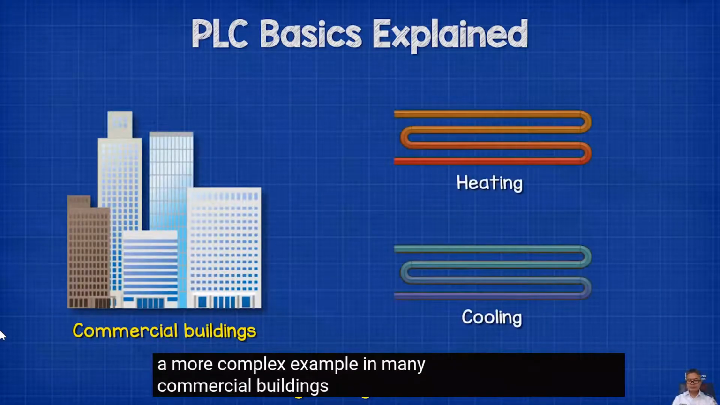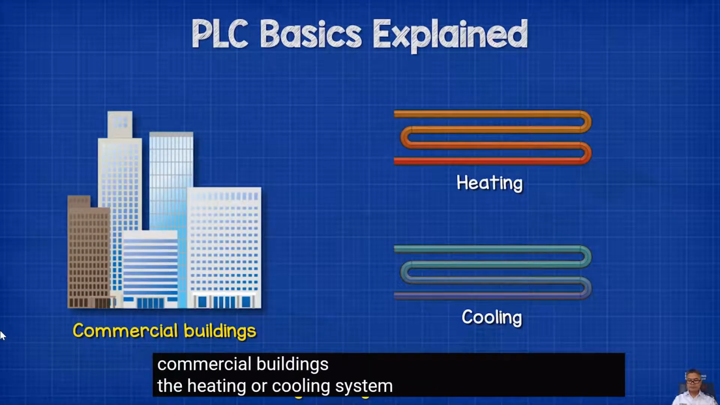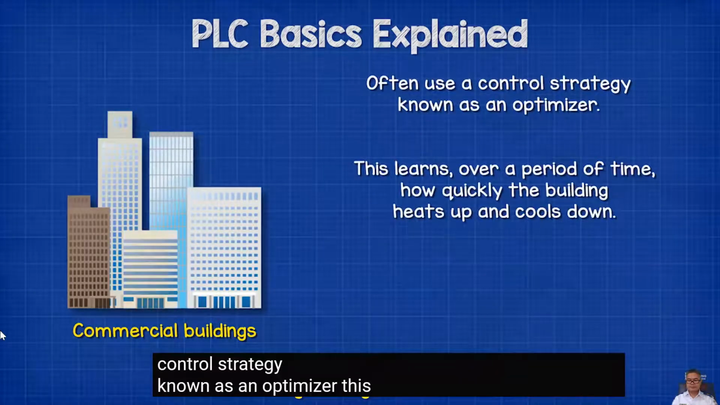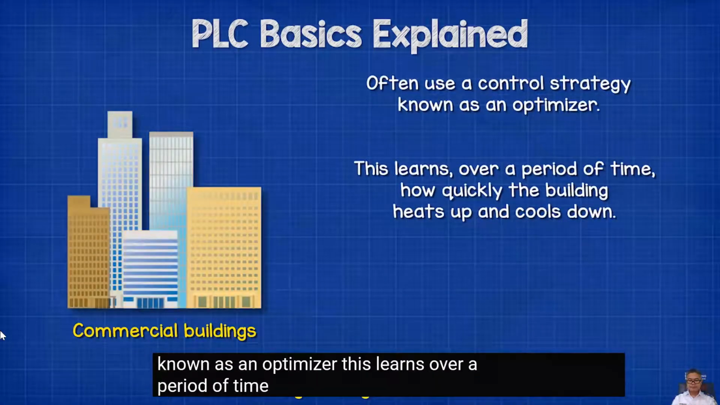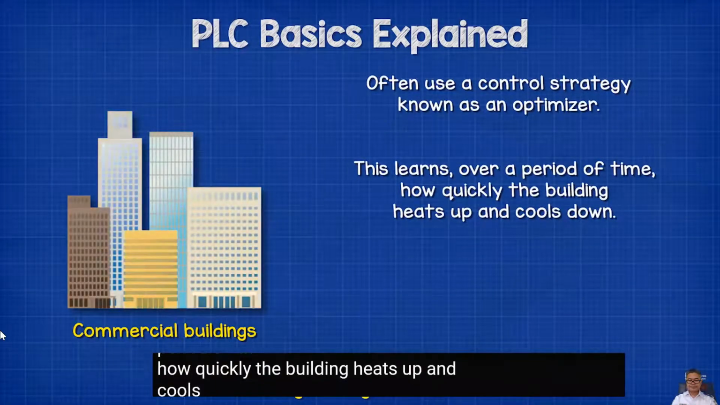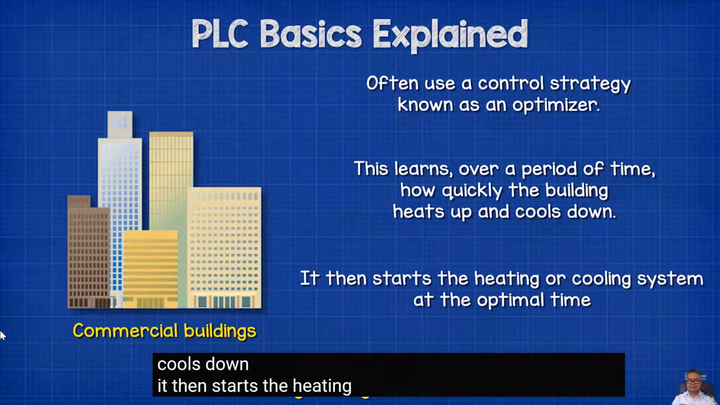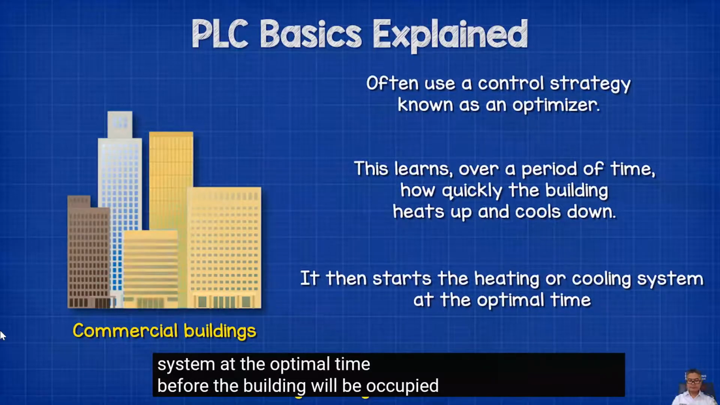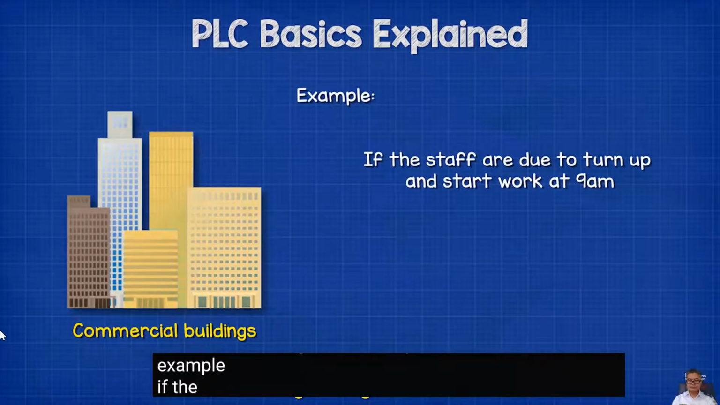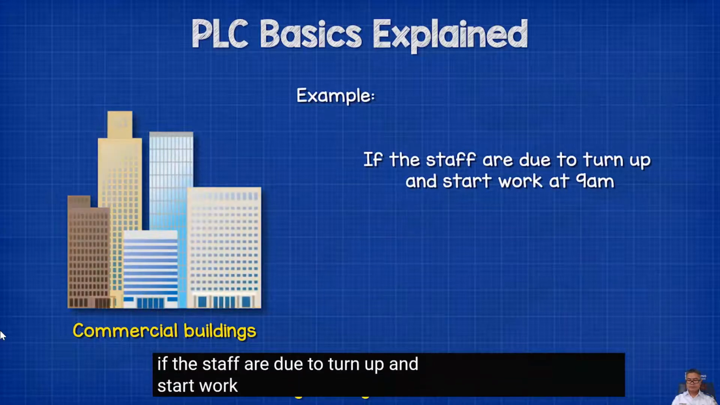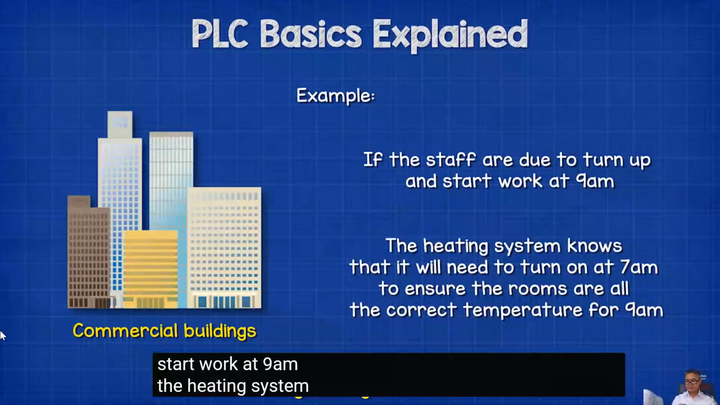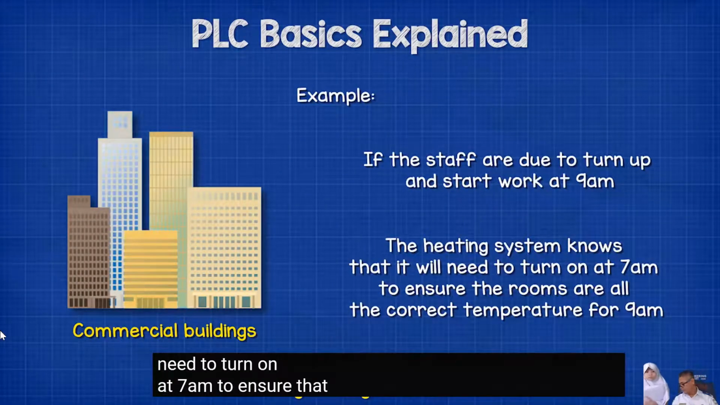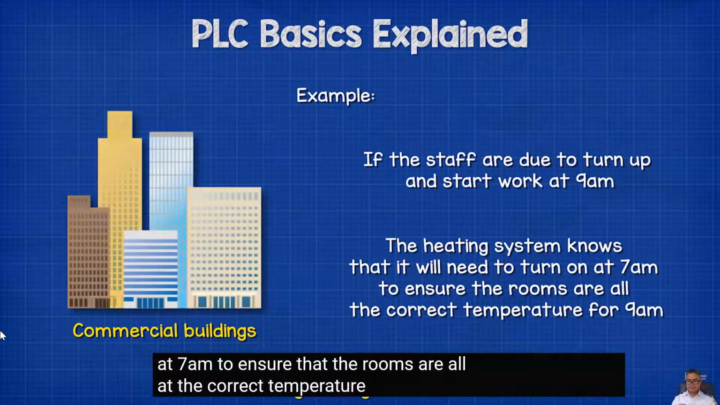In many commercial buildings, the heating or cooling system will use a control strategy known as an optimizer. This learns, over a period of time, how quickly the building heats up and cools down. It then starts the heating or cooling system at the optimal time, before the building will be occupied. For example, if the staff are due to turn up and start work at 9 a.m., the heating system knows that it will need to turn on at 7 a.m. to ensure that the rooms are all at the correct temperature.